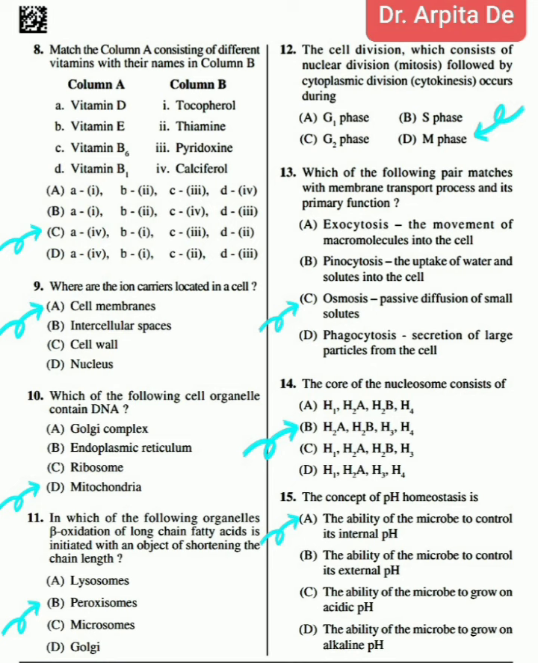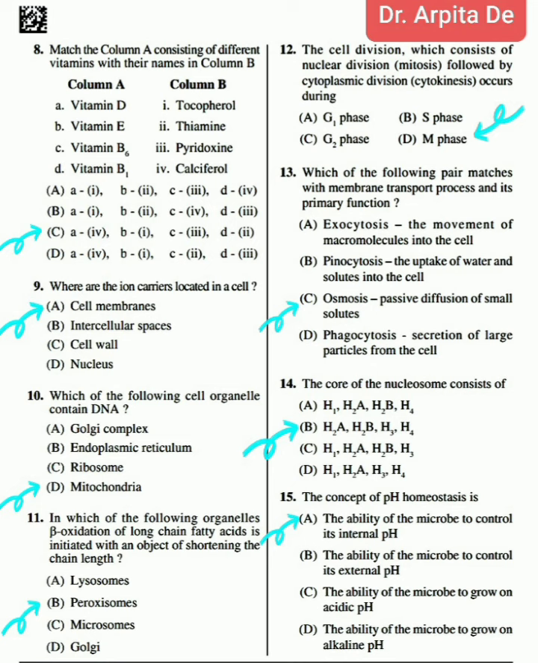Coming to question number 9, what are the ion carriers located in a cell? In the cell, the ion carriers are only in the cell membrane among these given options. Nucleus doesn't carry any ion, cell wall never, intercellular space also doesn't carry. So what has the ion carriers is the cell membrane. You're left with only one answer, that is cell membrane.